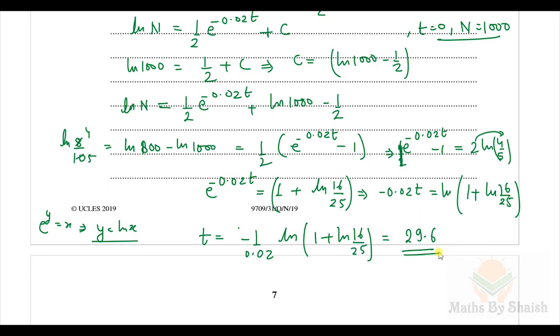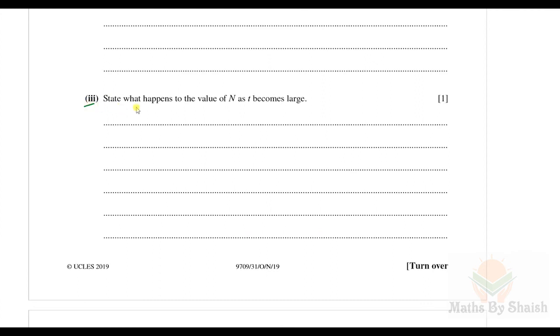So I hope it is okay. Let's do the last part of this question. The third part: state what happens to the value of n as t becomes large. T becoming large means, let's say, it is tending towards infinity. So let me bring the equation which is in n. Here is the equation from the second part: ln n is equal to half e raised to the power minus 0.02 t plus ln 1000 minus 1 by 2.